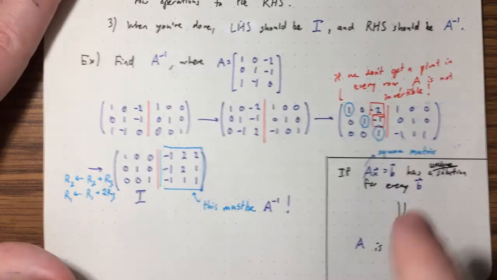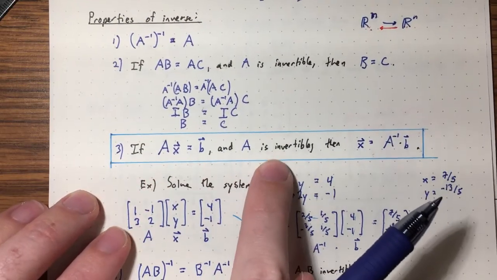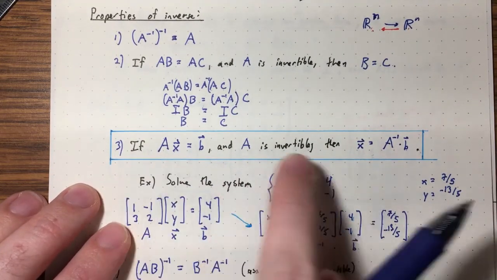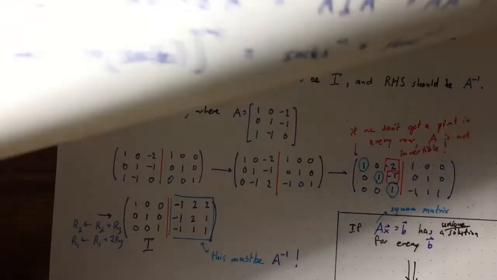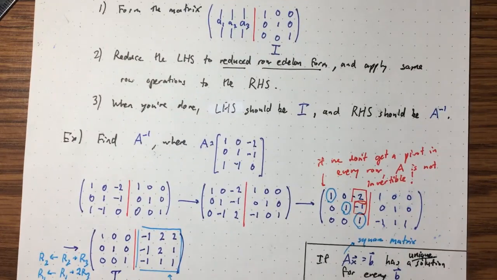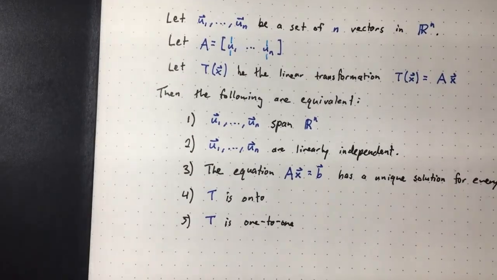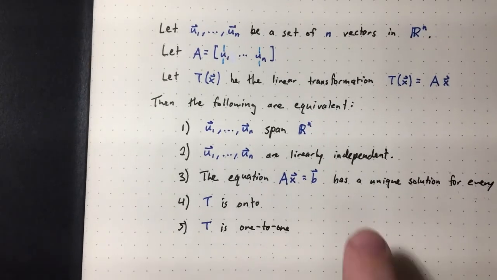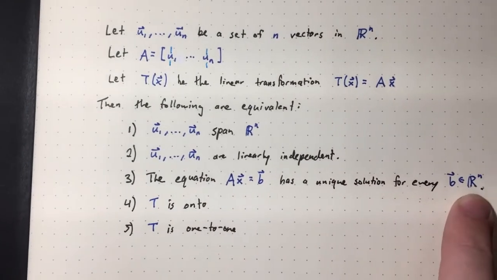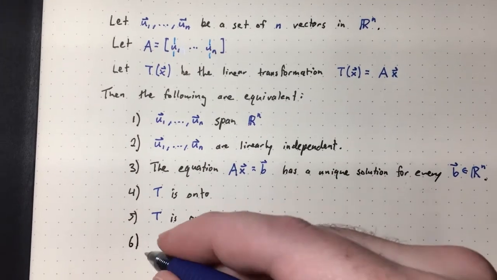But this is actually one of those double arrows, because if A is invertible, what does that mean? If A is invertible, we can solve this, right? We just multiply by A inverse on the left, and that's our unique solution. So if A is invertible, that means we have a solution. AX equals B has a unique solution for every B. Okay. So let's add that to our setup here. Okay, so here we have this equation AX equals B has a unique solution for every B. That's equivalent to A is invertible.